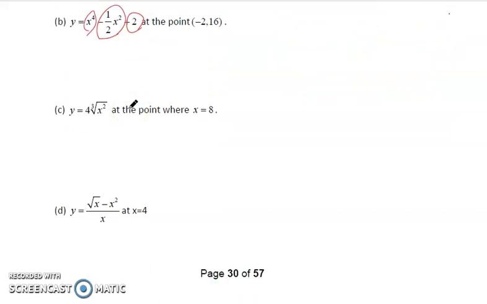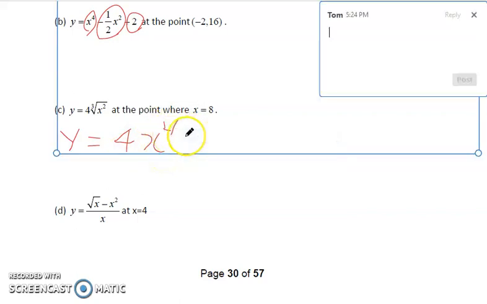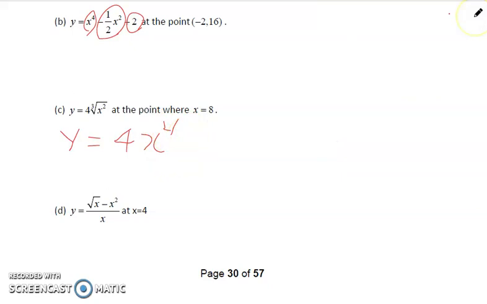For C, you should rewrite it as an exponent first, just a power. So your first step would be to do this. y is equal to, your 4 stays in front, of course. And the cube root of x squared should be x to the power of 2 over 3. Oops, this pen is not working that well. Okay, that's supposed to be 2 over 3. I hope you can see that. So anyway, now you take your derivative of that and finally plug your x into there.